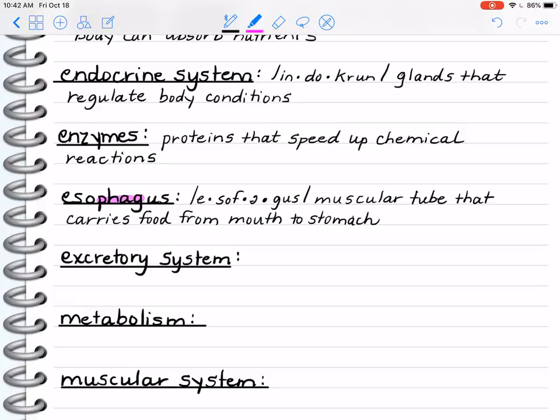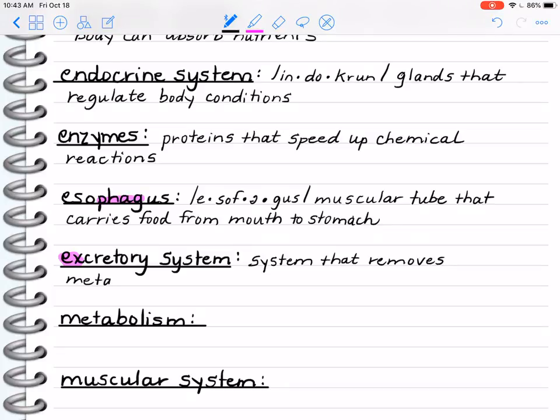Excretory system is the system that removes metabolic waste. Your kidneys, your bladder, your intestines remove the food and liquid waste from your body.